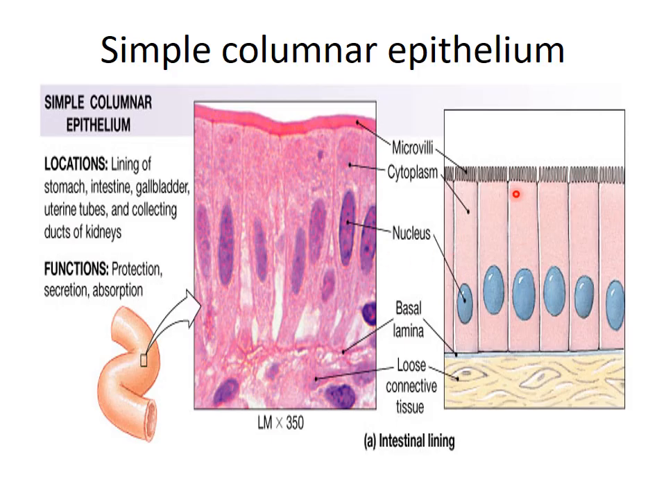Now this is the simple columnar epithelium with the cilia. So they have the ciliated columnar epithelium. It lines the intestines, and they have the major function of spreading the mucus also.